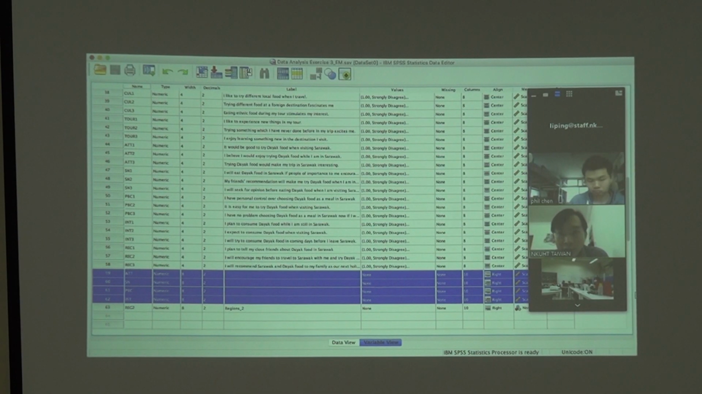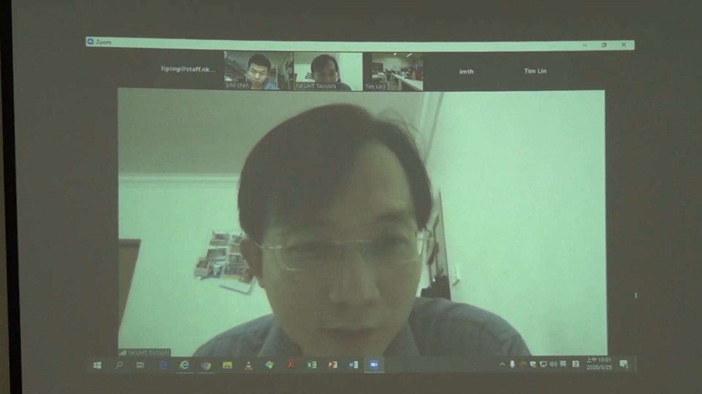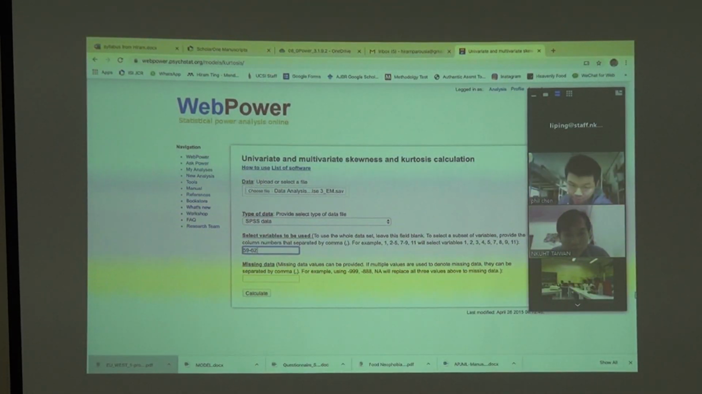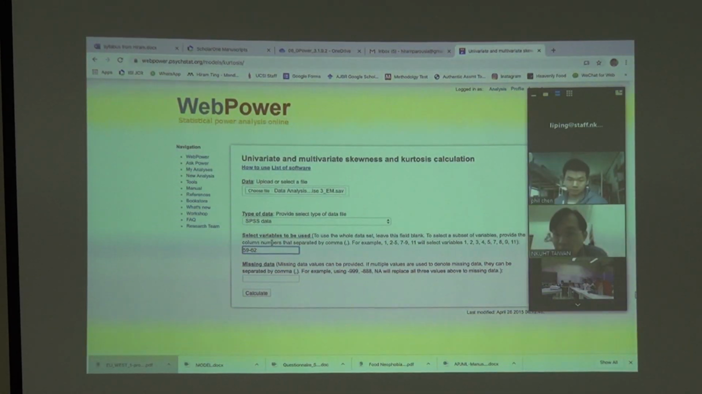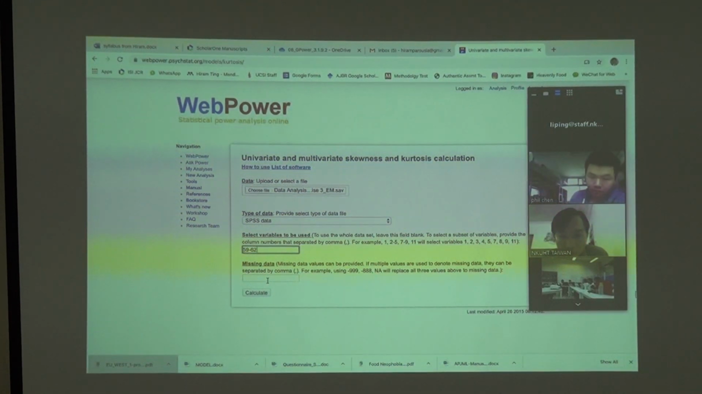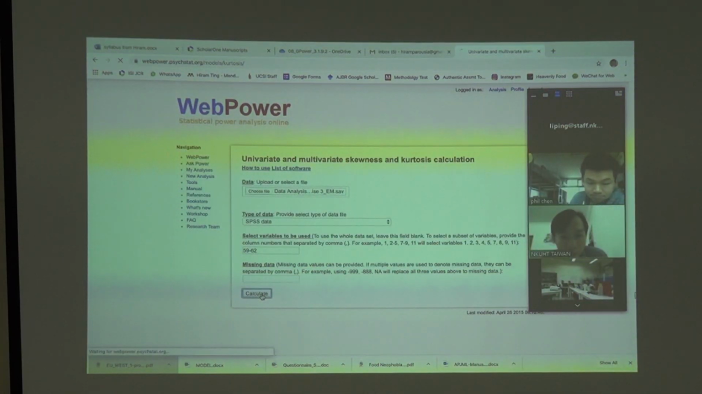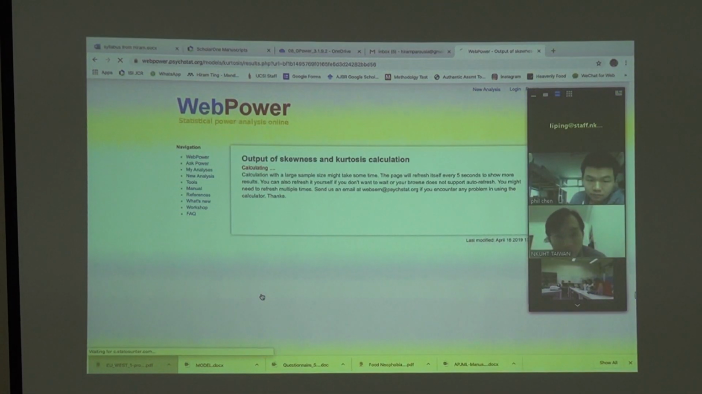So let's go back again. Let me stop share and share the screen. You just tell the software 59 to 62. Four variables. Why? Because there will be interaction between these variables. Is there any missing data? There is no missing data, so you can ignore this. Click calculate. Just wait for a while.